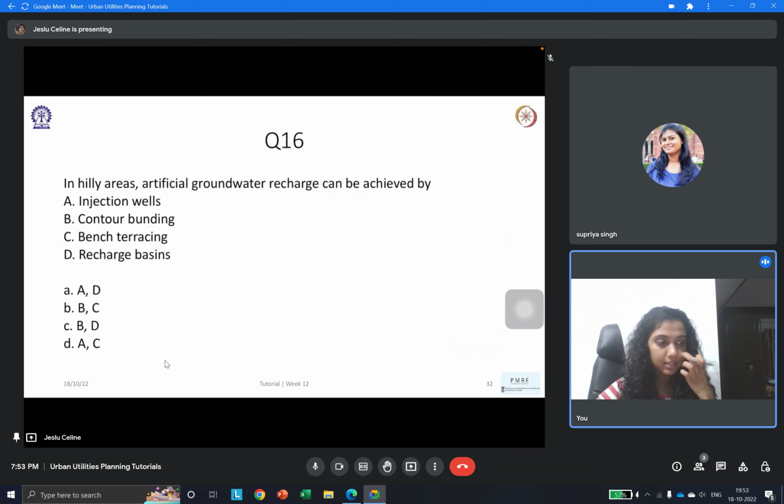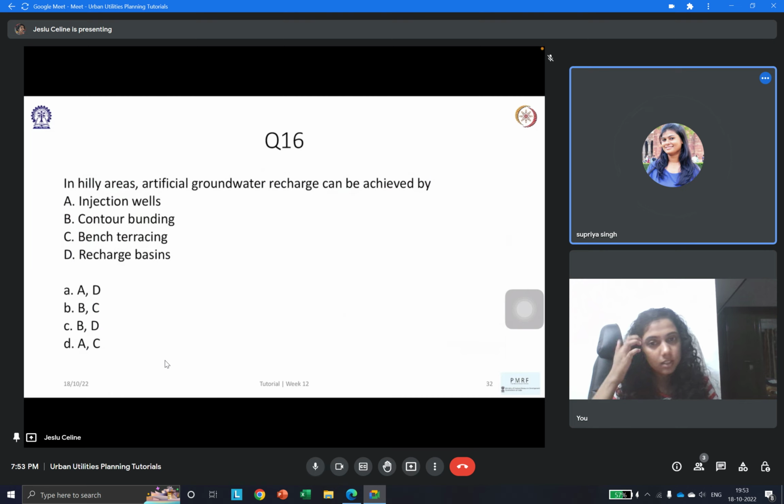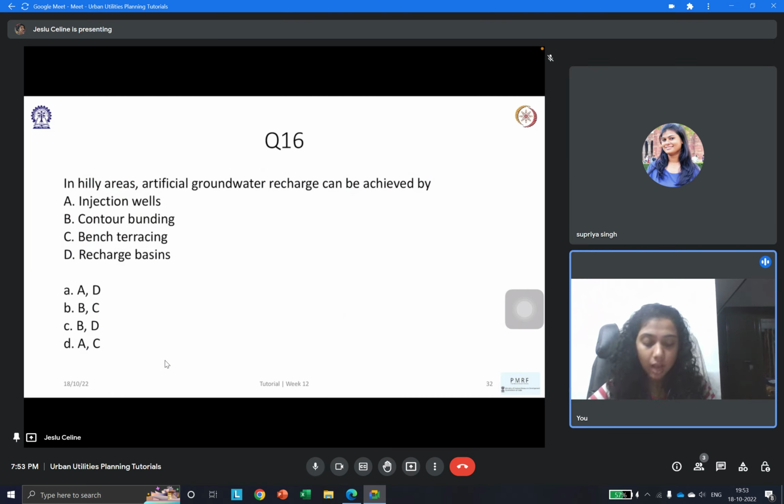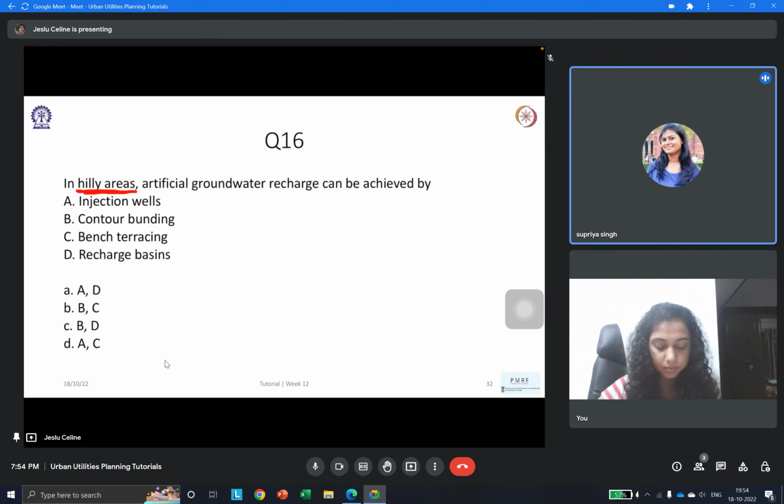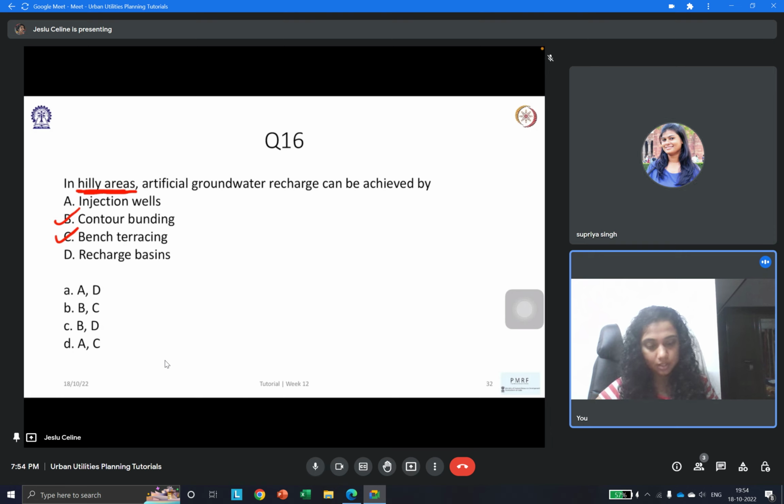Fine. So question 16. In hilly areas, artificial groundwater recharge can be achieved by injection wells. We're talking about hilly areas. Contour bunding and bench terracing, this we have discussed before also. For contoured areas, we will be using contour bunding and bench terracing.